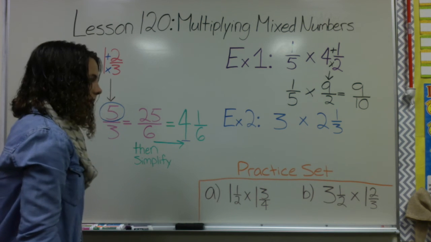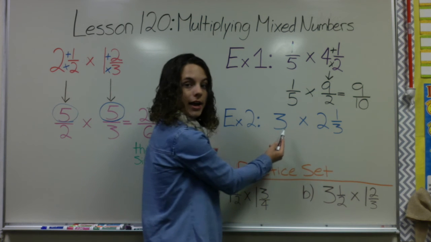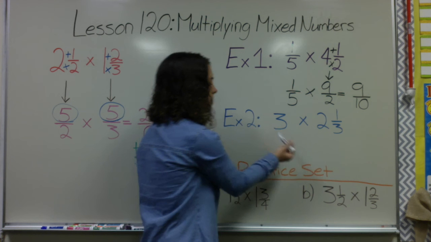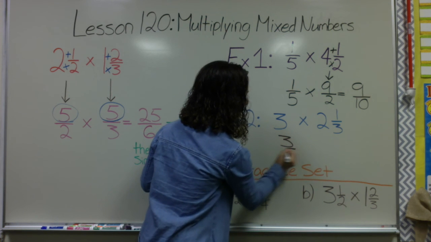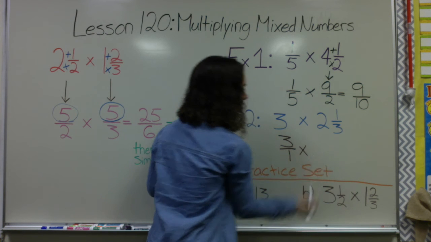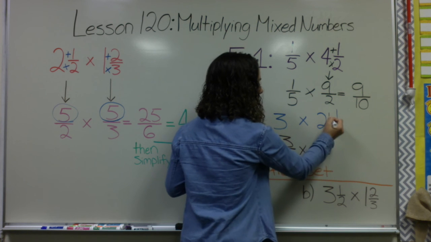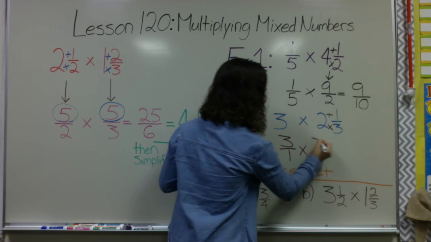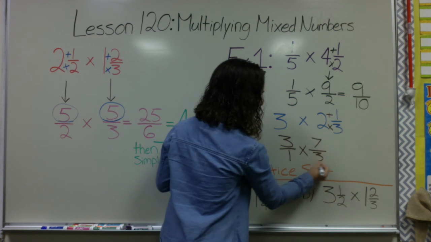All right, we'll check the answer. I have 3 times 2 1/3. Again, when I multiply a whole number, I write it as a fraction, which equals 3 over 1. And I multiply times 2 1/3, so 3 times 2 is 6, and 6 plus 1 is 7. That's my numerator. Denominator always stays the same.